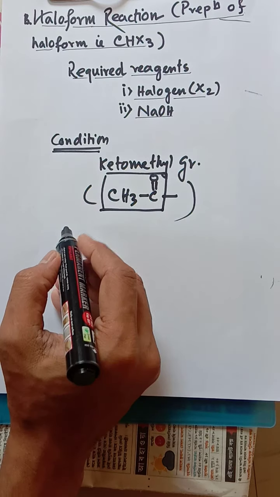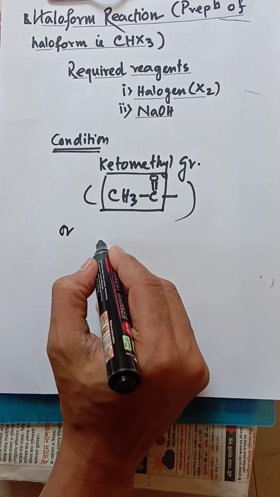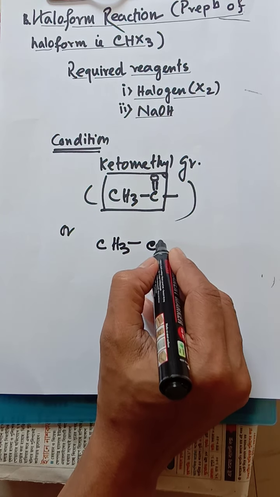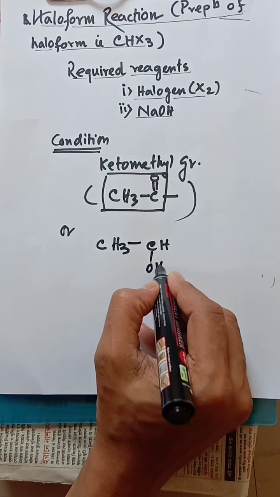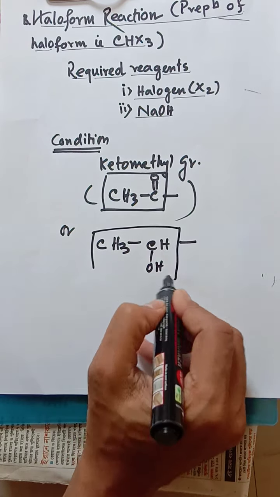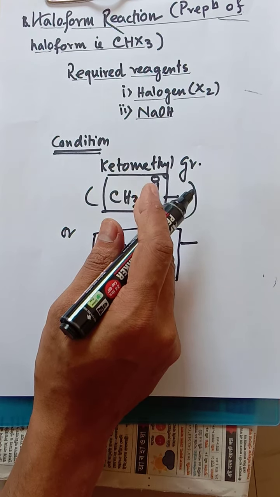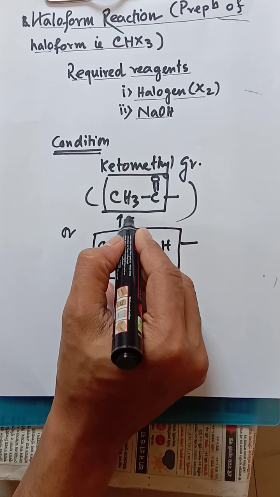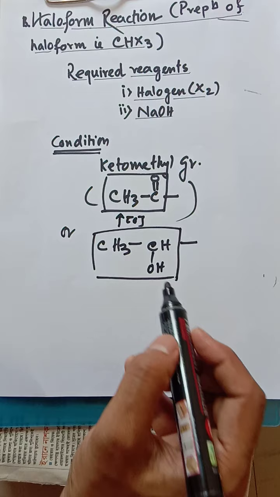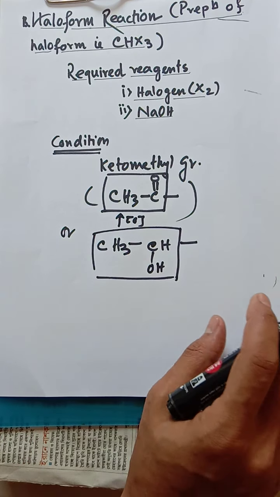Otherwise, another type of compound can also respond. Which type of compound? The compound having this part. Whenever the compound has this part, it can also respond. How? Because after oxidation it can convert into the keto-methyl group, as NaOH is there and can oxidize this one to that. Then after that the reaction can happen.